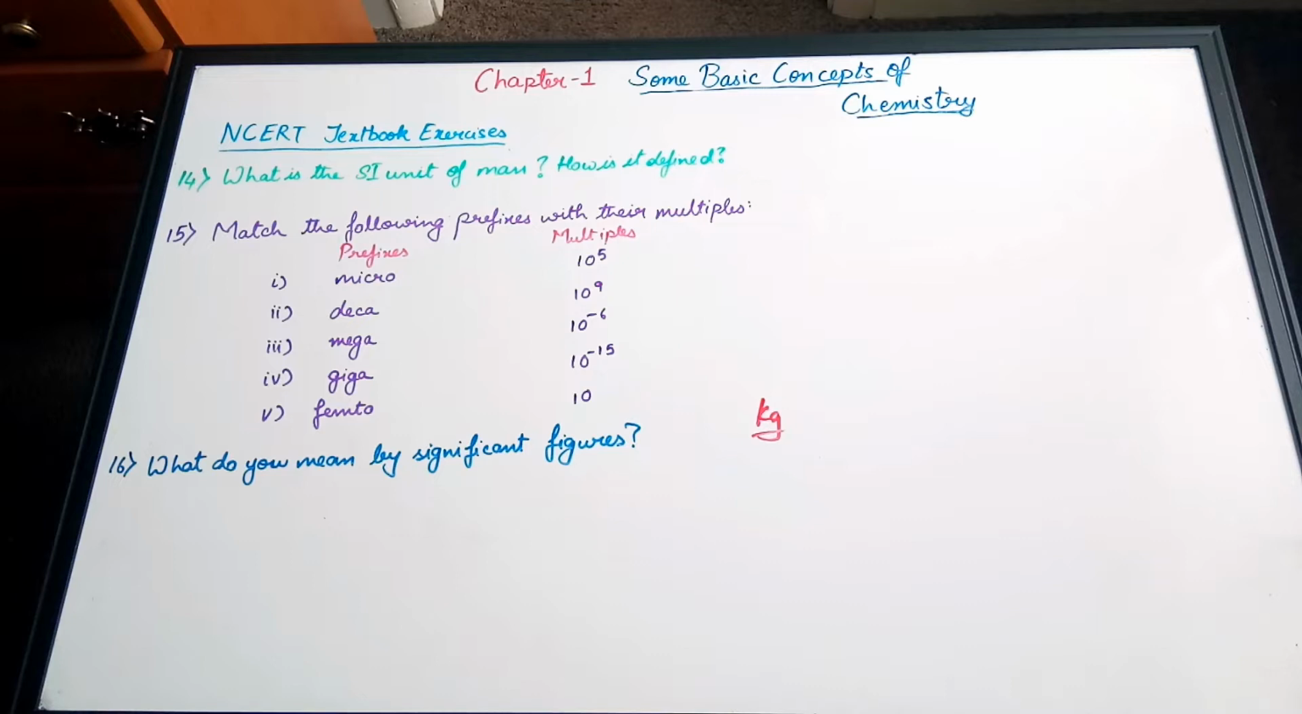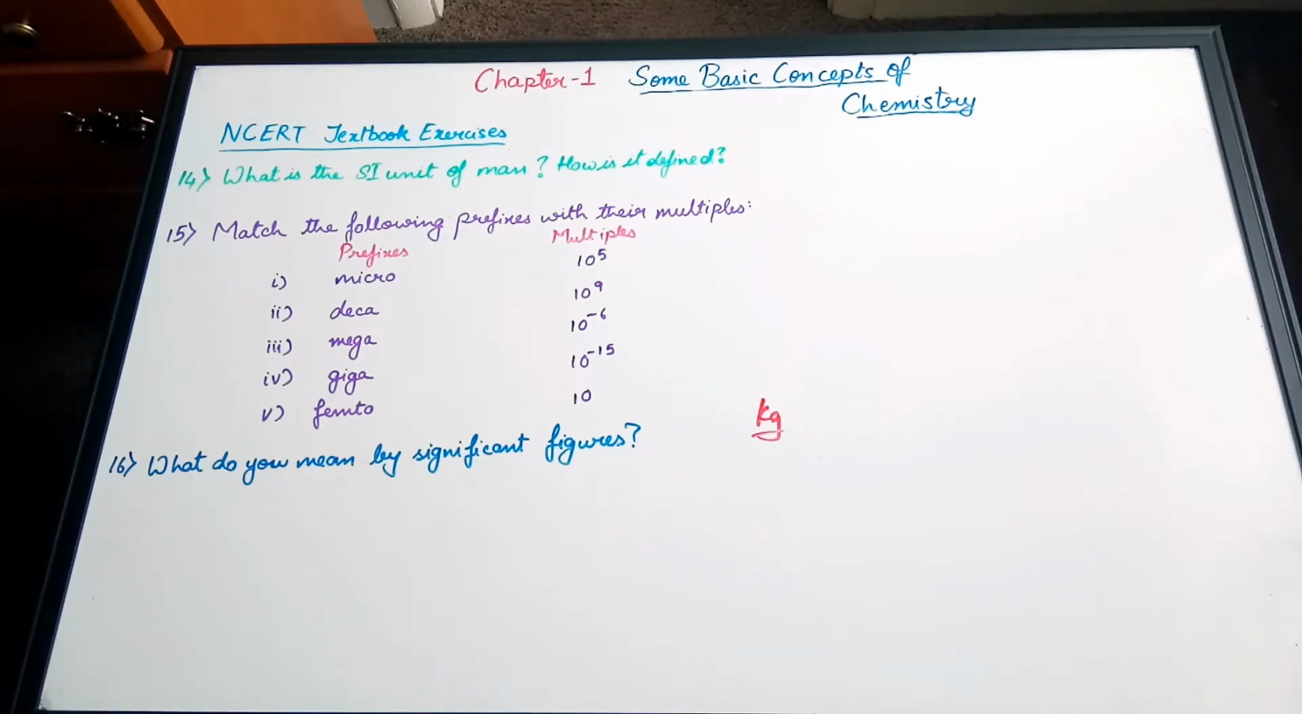Next, we need to match the following prefixes along with their multiples. The reason we have prefixes is that they are especially used when the SI unit is either too small or too large to depict the value that we want to show. So that's when we start using micro, milli, deca, hecto, kilo, all of those. The table for these interconversions is also given in your textbook.